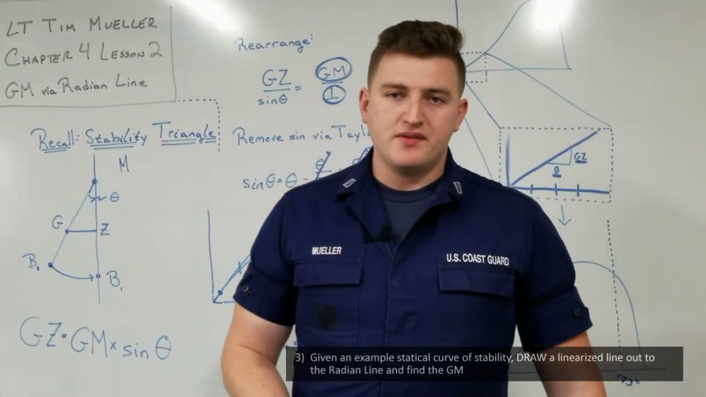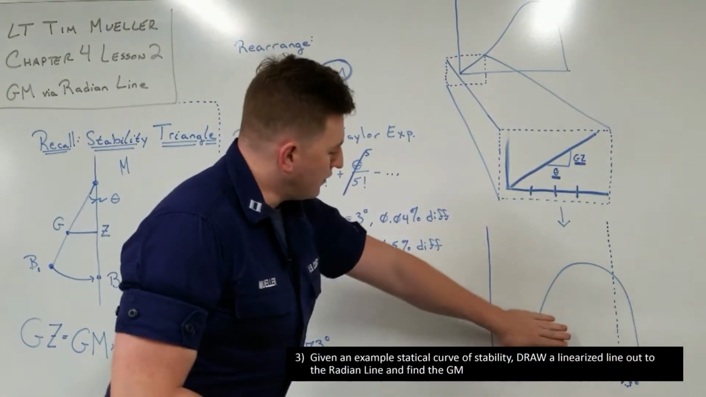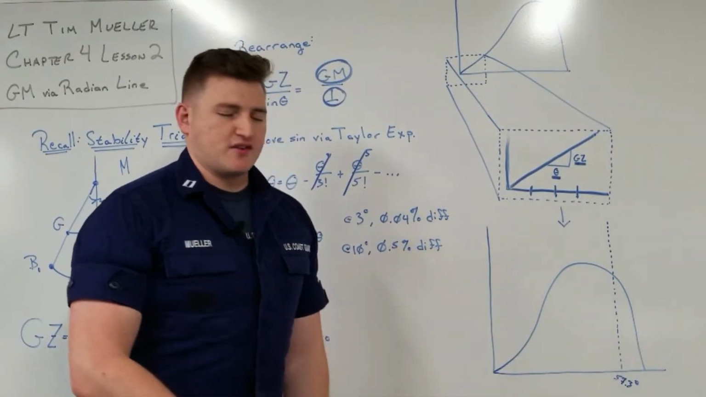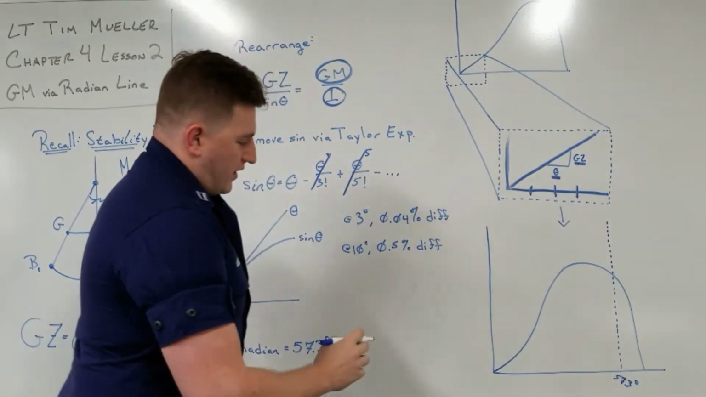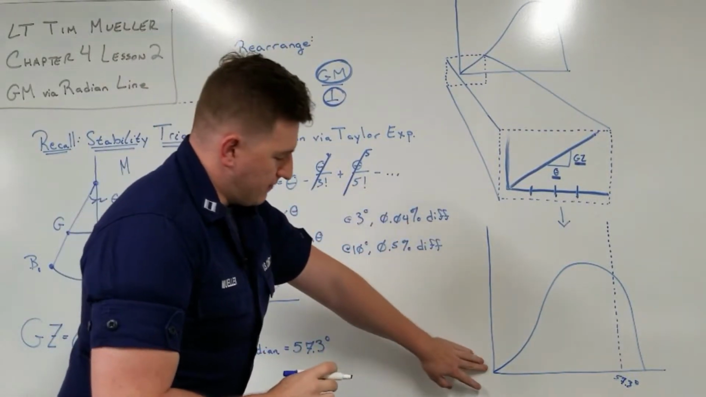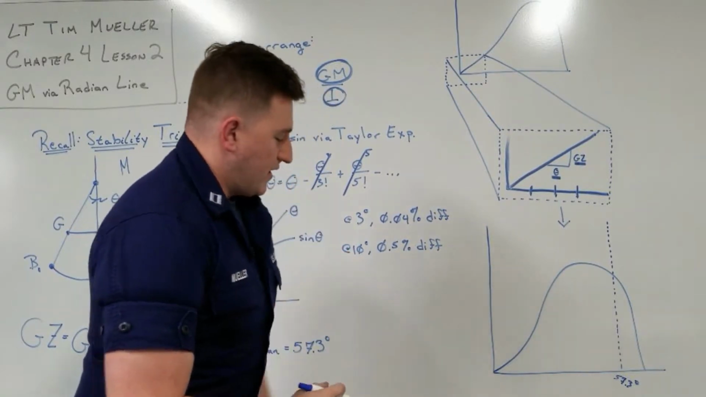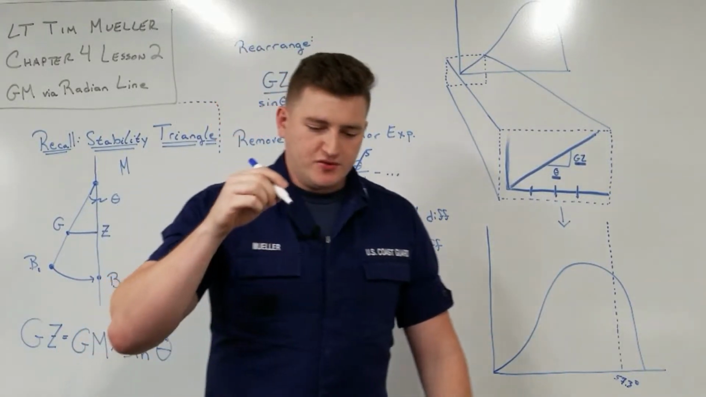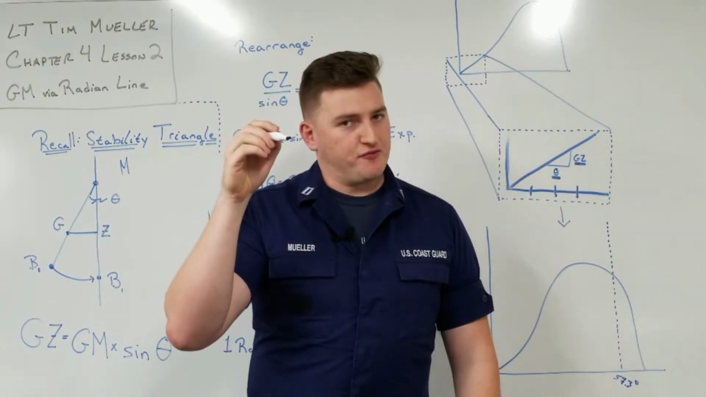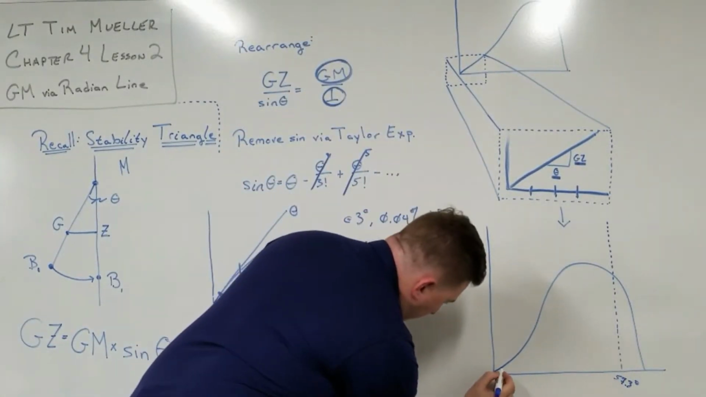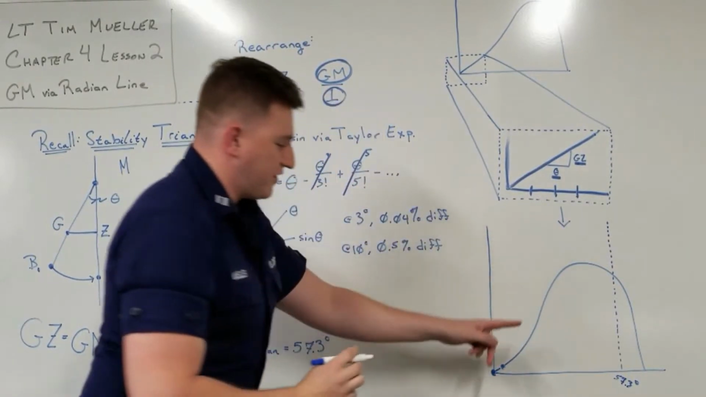Now you've seen me use this already in the previous video. I'm just going to show you it again. So if you have a statical curve of stability, it looks something like this, and this is just going to be the typical look that any statical curve of stability will have. You just want to linearize as close as you possibly can to the origin. So I would say draw a point at 0, and then draw another point where the curve is at 3 degrees maybe. So say right here. You have your origin and then your 3 degrees.